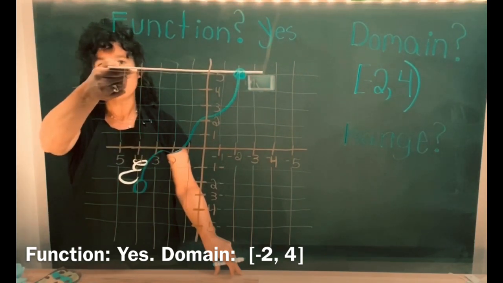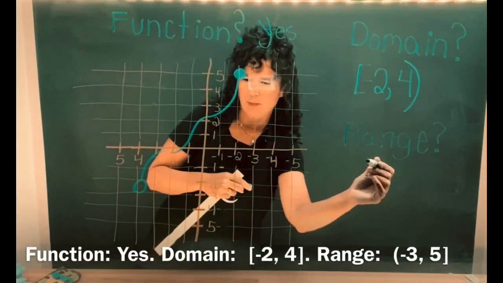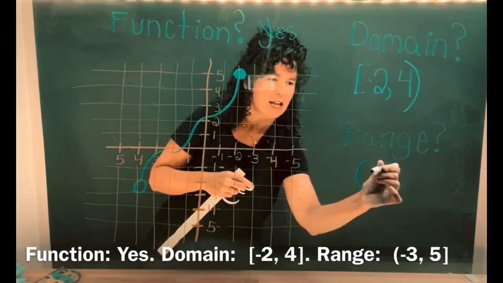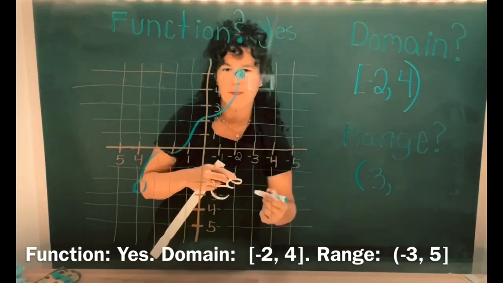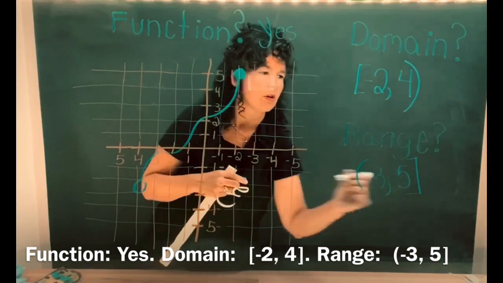And we are in contact at 5. So our notation is going to be parenthesis to leave out -3, comma, and then we're in contact up through 5.